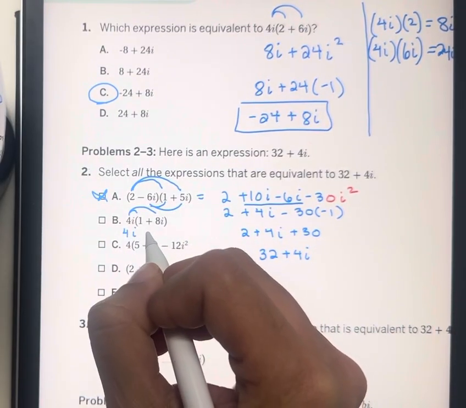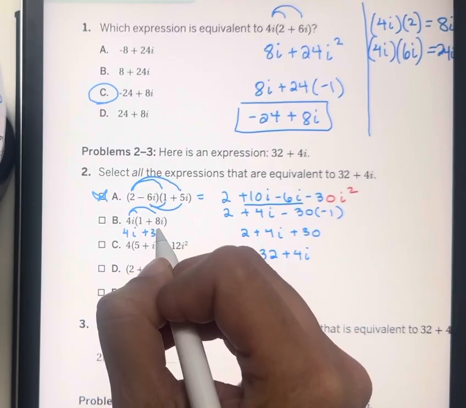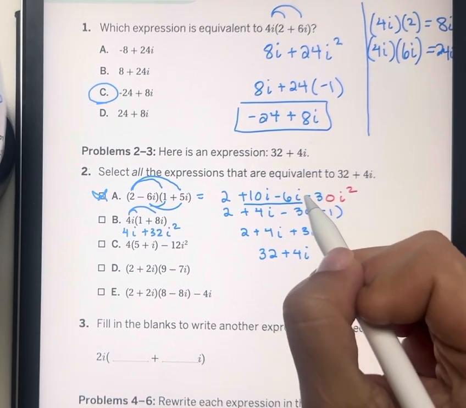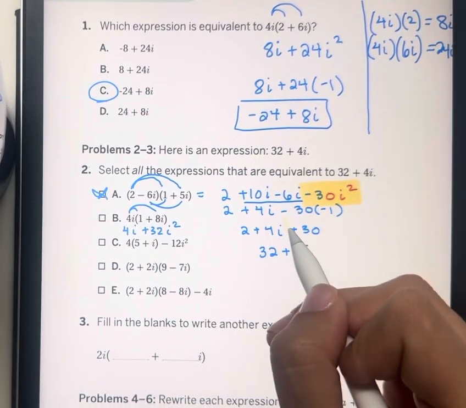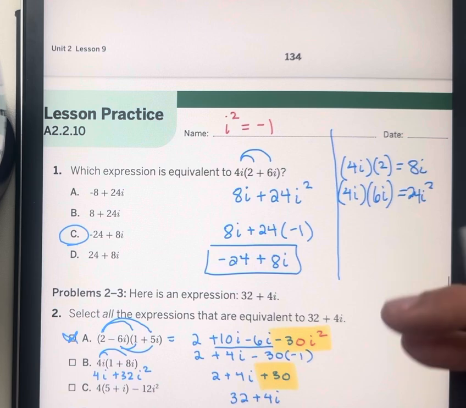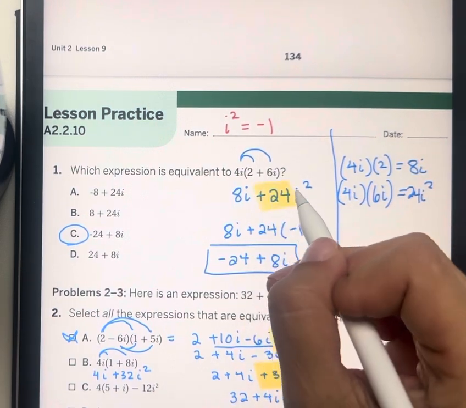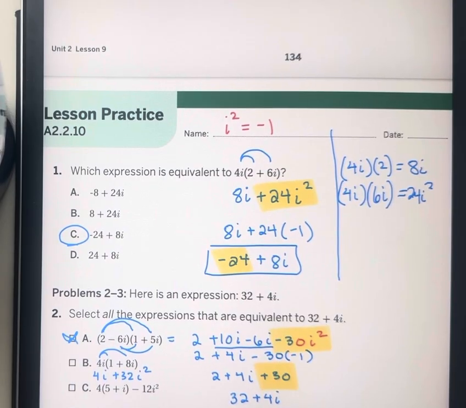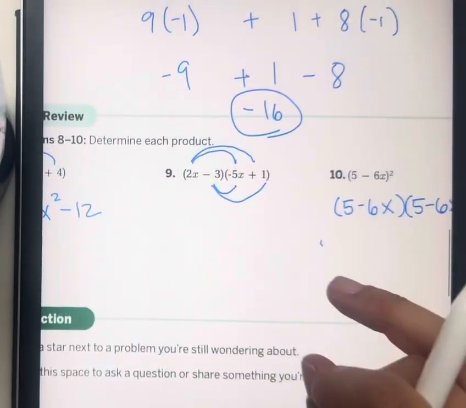This one is 4i plus 32i squared. Now I don't know if you've been catching on to a little pattern. Whenever I have a number i squared, since the i squared is -1, it just kind of becomes the opposite of the number. So -30i squared is +30. Let's go look at a different one. +24i squared, that's -24. You guys see it? So you could definitely save yourself some time if you catch these little patterns.